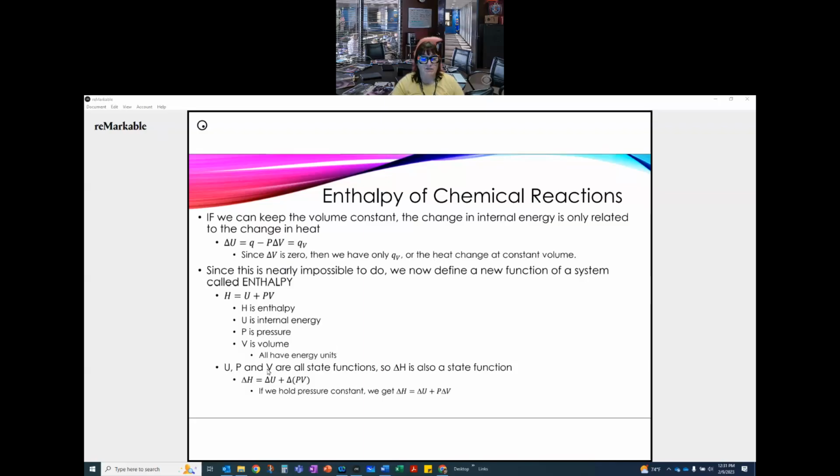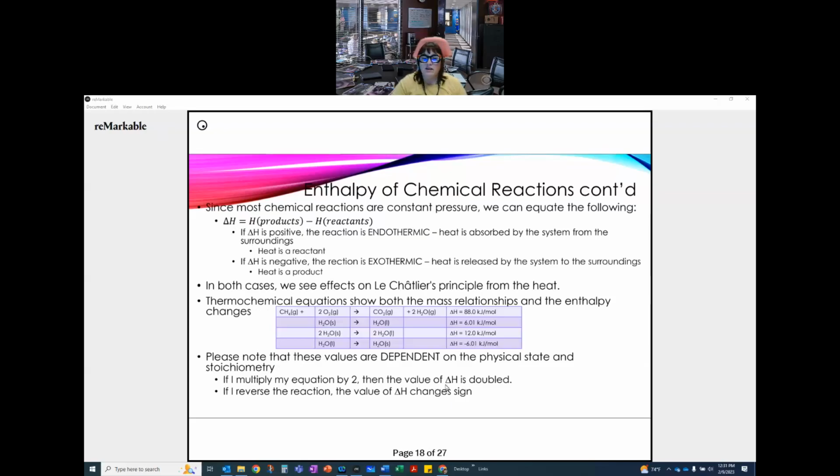Now, U, P, and V are all state functions. So delta H is also a state function because it's made from state functions. So state functions, awesome. If we hold pressure constant, then the change in enthalpy is equal to the change in internal energy plus pressure times the change in volume. Okay. So that's cool. Awesome.